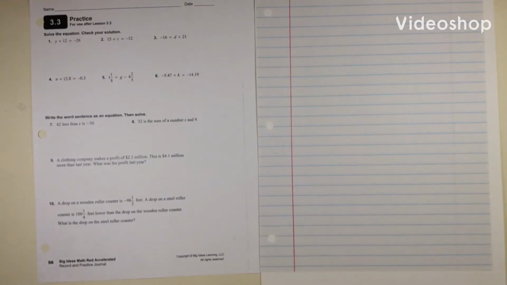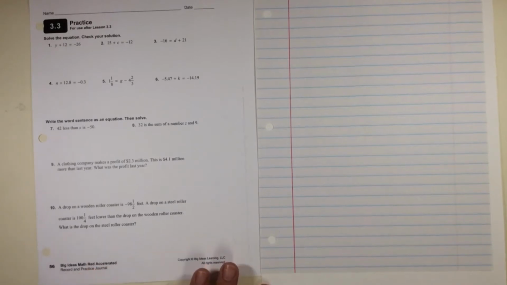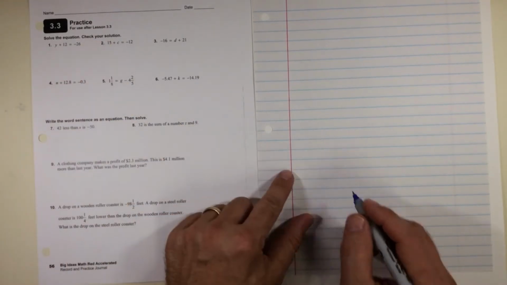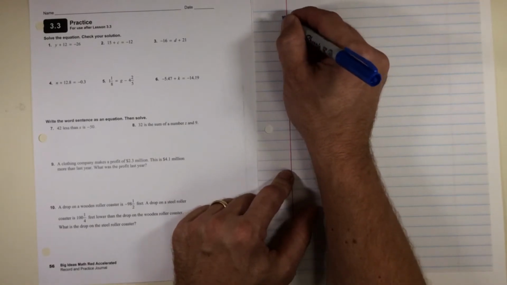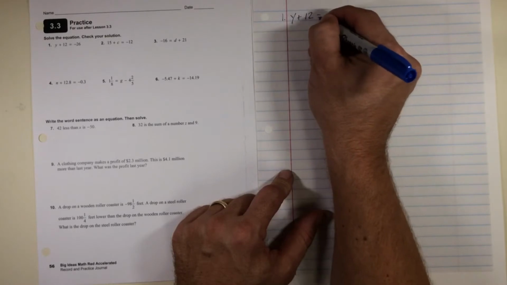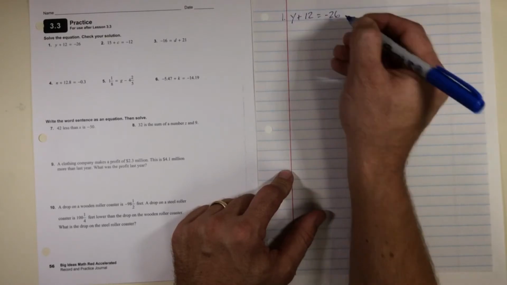Hey, this is journal page 56, lesson 3.3. Solve the equations, check your solution. Number 1, y plus 12 equals negative 26.